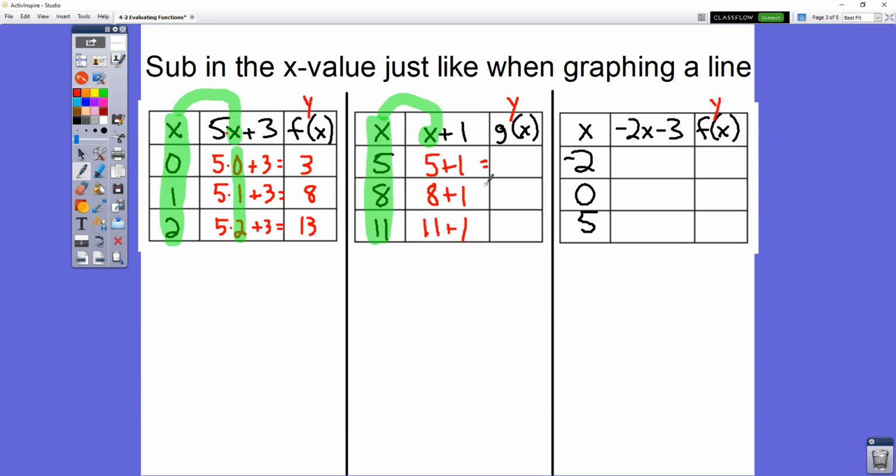Again, whatever your answer is, we're going to put it in that third column. So we're going to have 5 plus 1. 5 plus 1 is 6. Instead of x plus 1, we have 8 plus 1, which is 9. And instead of x plus 1, we have 11 plus 1, which is 12. Go ahead and try the third one on your own, please.